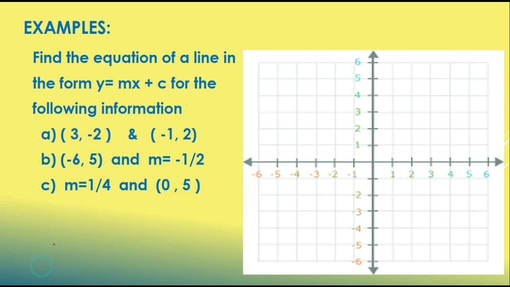One more piece of information for you. y is equal to mx is a straight line passing through the origin, because the y-intercept c is 0. So y is equal to x, y equal to 2x, y equal to 3x, y is equal to negative 5x. All these equations are passing through the origin.